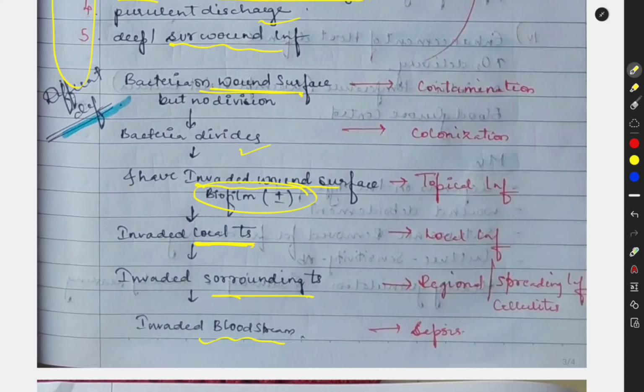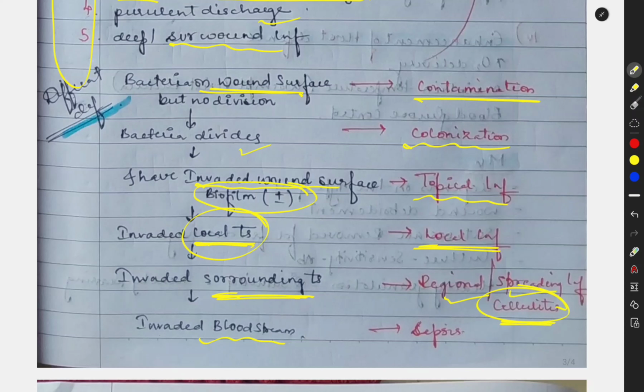The definitions for these are as follows. When the bacteria are present on the wound surface without any division, it's called contamination. When the bacteria start dividing, it is called colonization. When the bacteria invade the wound surface with the presence of biofilm, it is called topical infection. But when the bacteria invade the local tissue, it is called local infection. When the bacteria invade the surrounding tissue, it is called spreading infection, regional infection, or cellulitis.